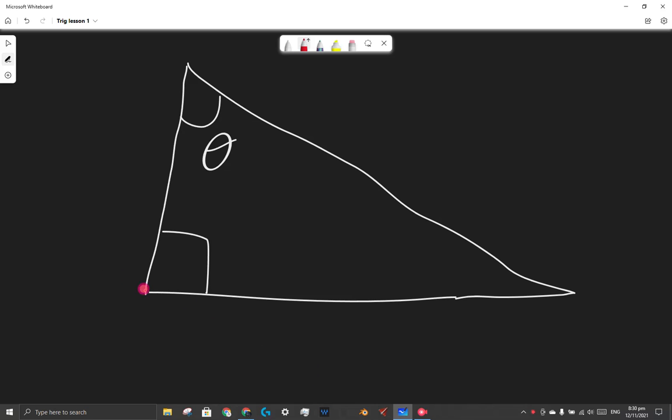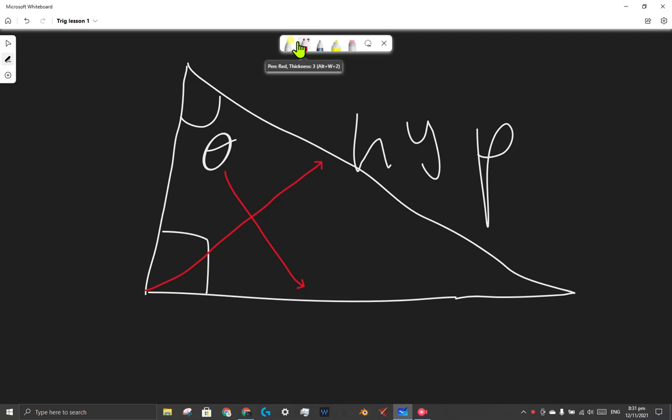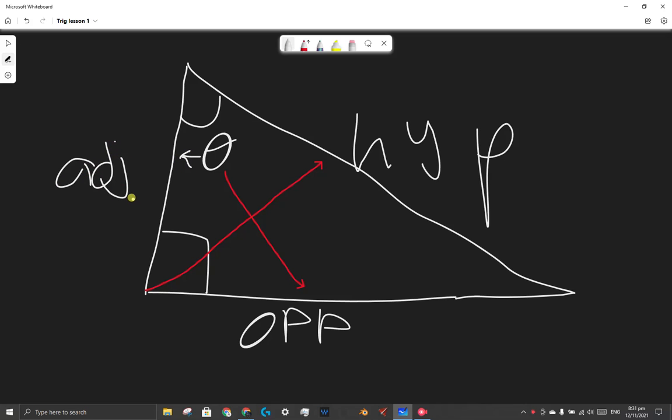Okay, so let's move on. Looking for the hypotenuse, opposite to the 90-degree angle, we have the hypotenuse. Next up, we look at theta. Opposite to theta is our opposite side here. And last one, we have adjacent, and that is right here. So that's basically it for just the beginner trigonometry.